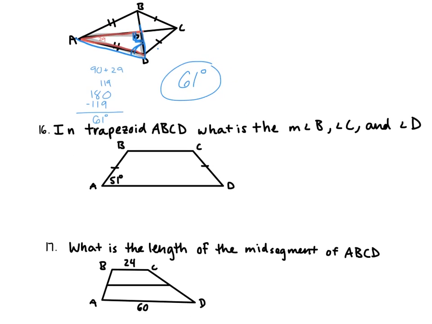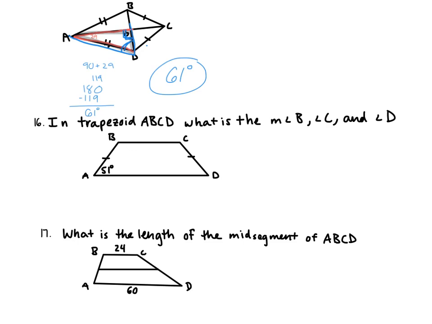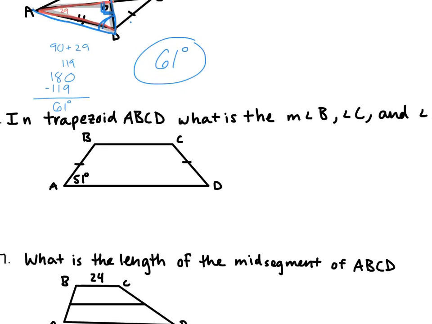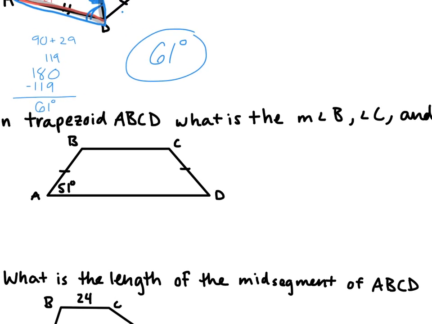Okay, let's go to 16. In trapezoid ABCD, what is the measure of angle B, angle C, and angle D? So, which one do you guys want to start with? C? What's the measure of angle C?